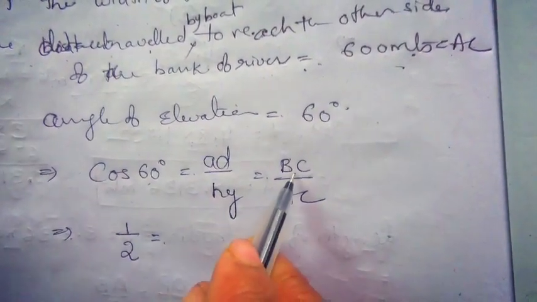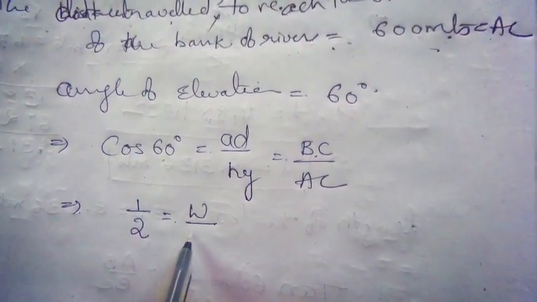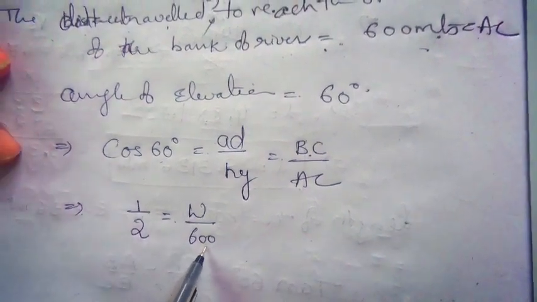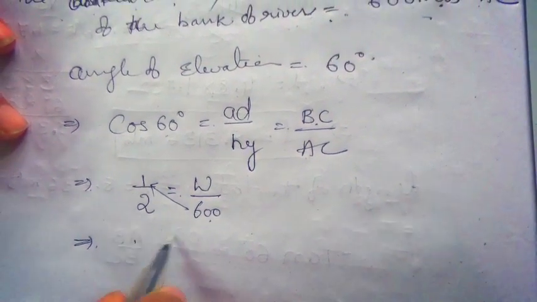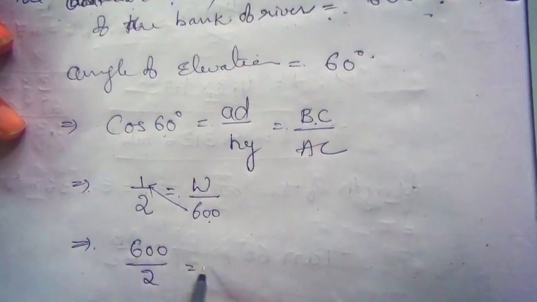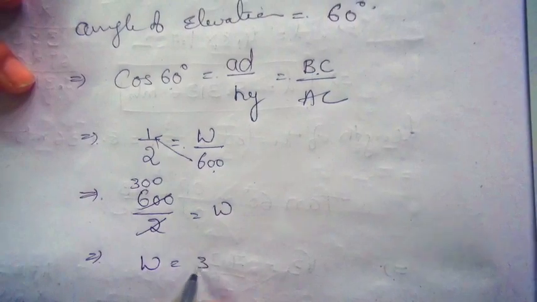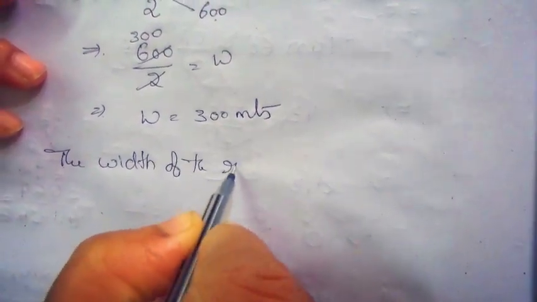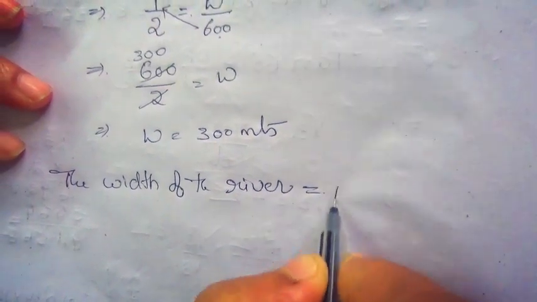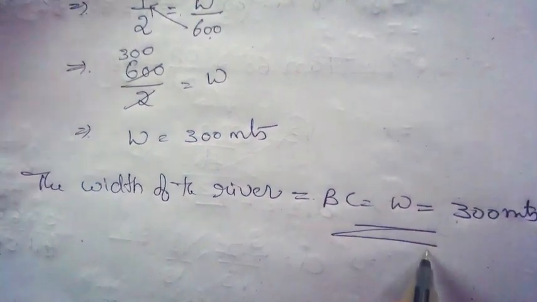That is equal to BC, which we don't know, that is W, the width of the river, and AC, the distance traveled by the boat, is 600. Cross multiplication: 600 by 2 is equal to W. On cancellation you will get W is equal to 300 meters. The width of the river, BC, is equal to W is equal to 300 meters. That's it. Here we finished this 8th sum.